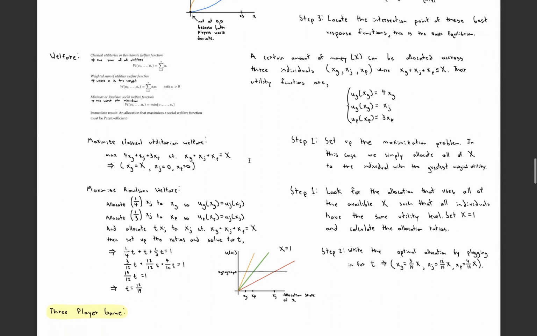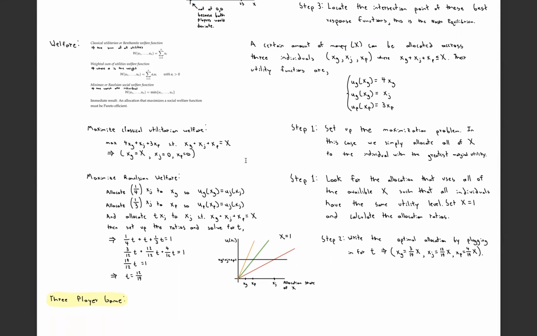But if we're going to maximize the other forms of welfare, we can allocate 1/4 xj to xg. So your utility of g as a function of xg is going to be equal to this formula, and you can continue to move down. Ultimately, once you put these formulas into some sort of graph or imagine it in your mind, we're going to see a graph that works out to look like this. Step one is going to be setting up that maximization problem.